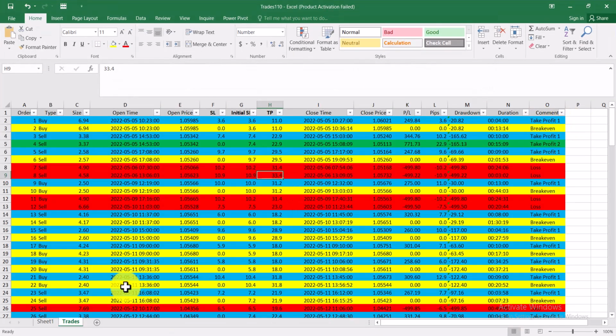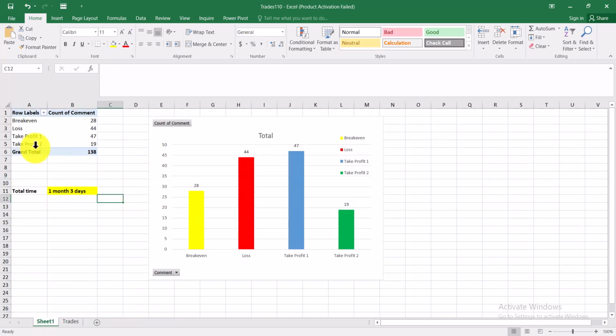Take break even, break even 2. This is the pivot chart that you can see. I have taken a total of 138 trades over a duration of 1 month, 3 days. From 138, I got a loss of 44. We hit our take profit 1 on 47 trades, take profit 2 on 19 trades, and break even on 28. So you can see the break even is 28.